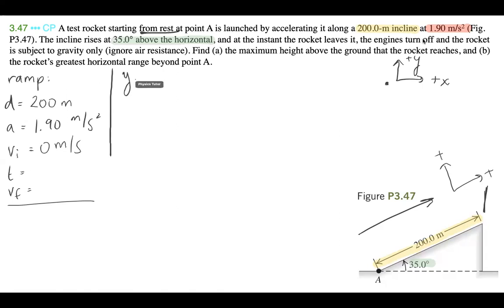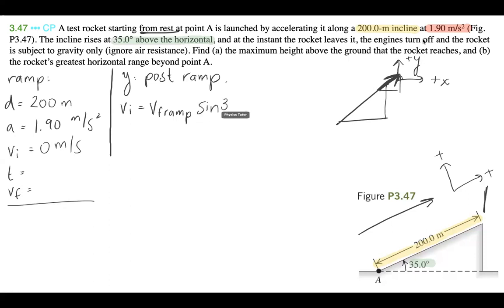So for y post-ramp, we know that our VI is going to be equal to VF ramp sine 35, because we're still going to be at this angle. Once we leave the ramp, as soon as we leave that instant, we're still going to be at an angle, so we just want our sine component. So we have VF ramp sine 35. We're going to have acceleration is equal to minus 9.8 meters per second squared.